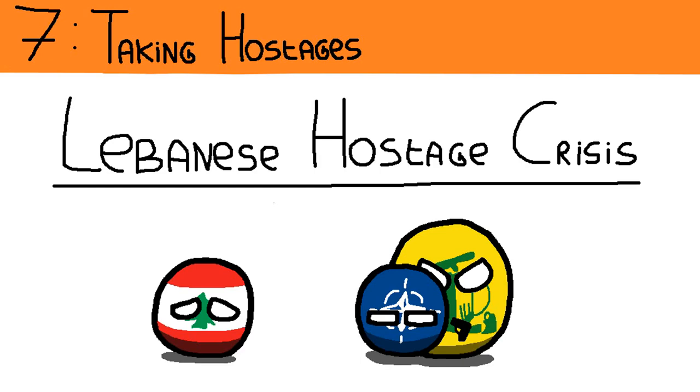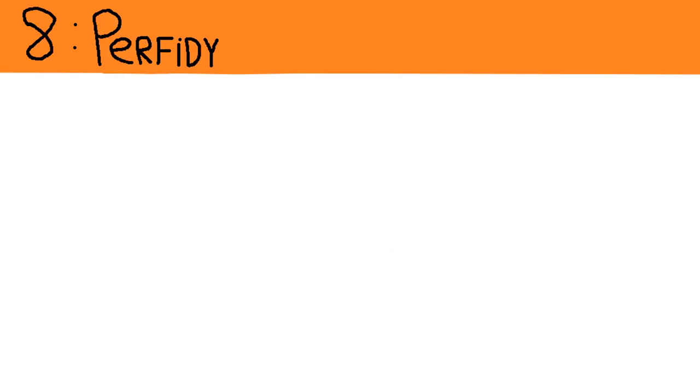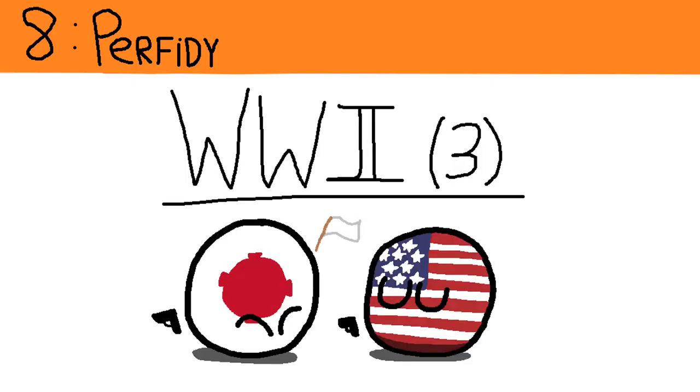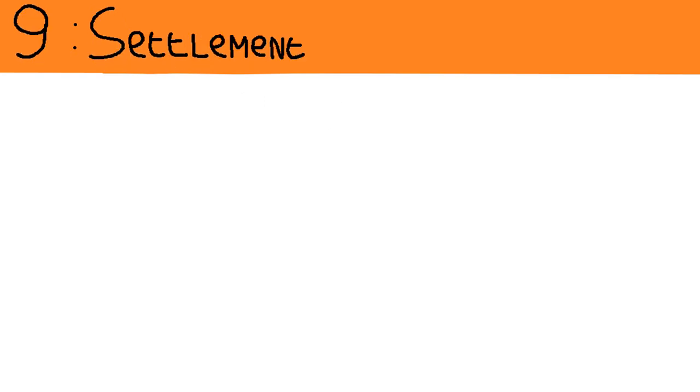Number 7. Taking hostages. During the Lebanese Civil War, the Lebanon hostage crisis occurred, where Hezbollah took a bunch of hostages to discourage Western powers from helping Lebanon. Number 8. Perfidy. This is when someone promises to act in good faith and then backstabs you, like misusing a white flag, for example. Japan liked doing this during World War II to the point where actual surrendering troops were often still mistrusted.